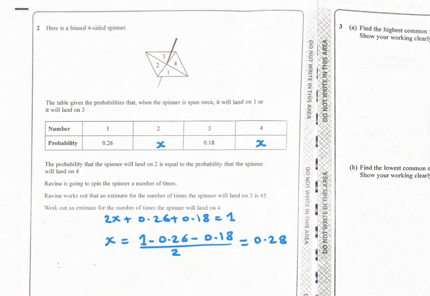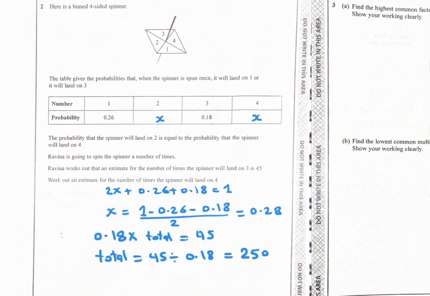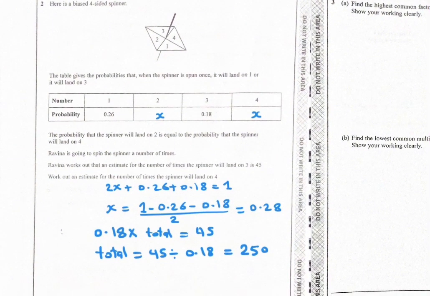So 0.18 times the total number equals 45. So to find the total number, 45 divided by 0.18 equals 250 times.